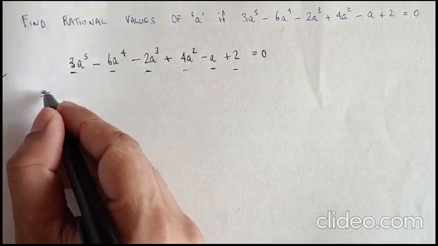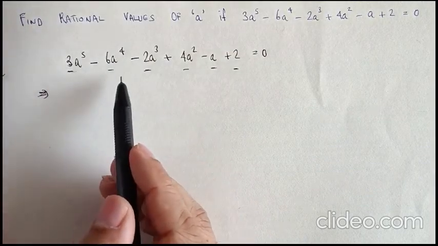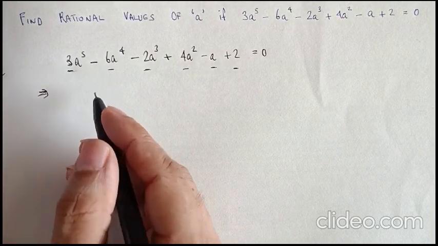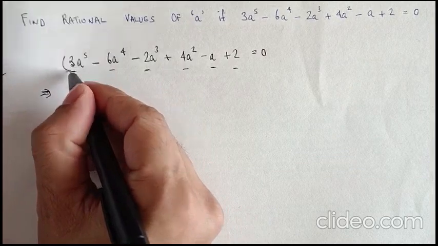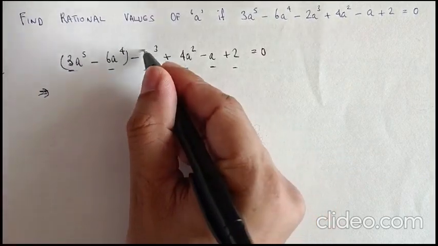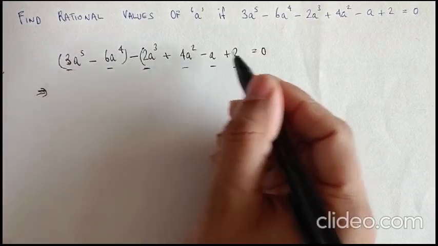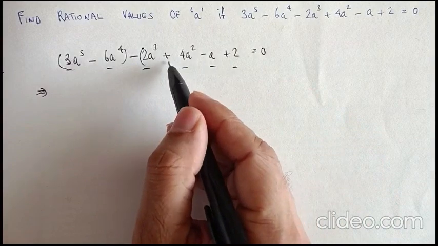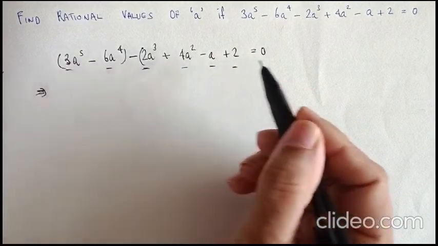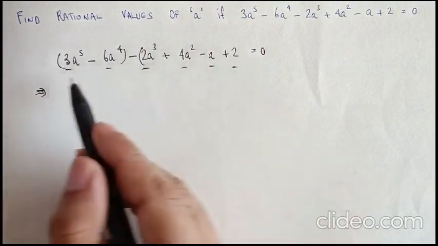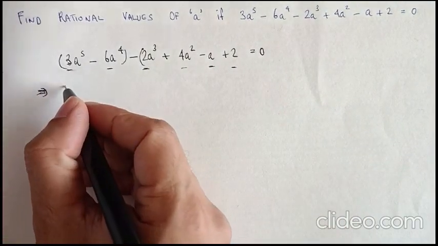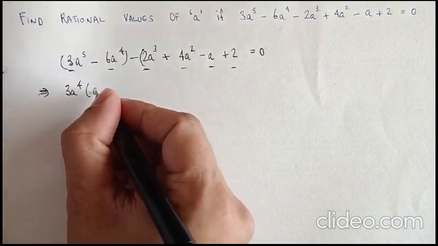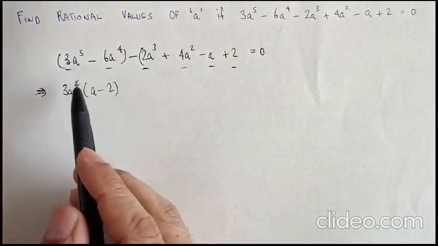So, what do we do first? Let us go 2 terms at a time. So, 3a to the power of 5 minus 6a to the power of 4. When we group this together, let's put some brackets about what we are about to group. Since this will become a negative, I will not close this bracket here, but this and then this, okay? So, 3a to the power of 4 into a minus 2, right? Is that clear?